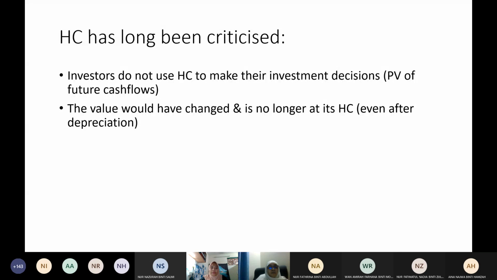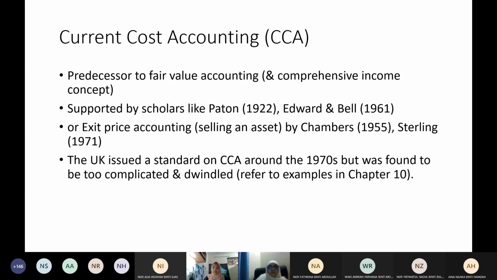And you know that even a year later, the value of that asset you have bought would have changed by then. It is no longer at its historical cost. Even after the company has depreciated that asset, it doesn't mean that the depreciation will actually equate to the value of that asset as time passes. So that is the problem with historical costs, and you know all this.